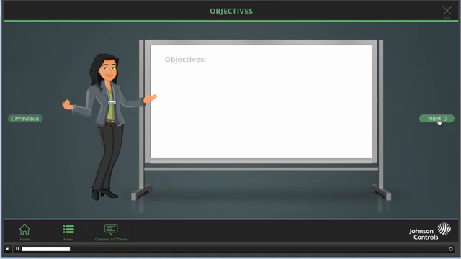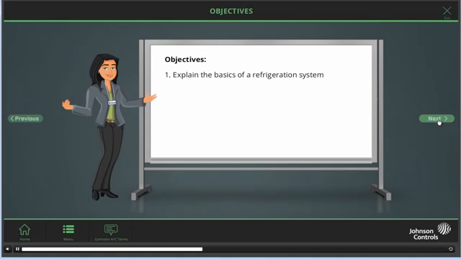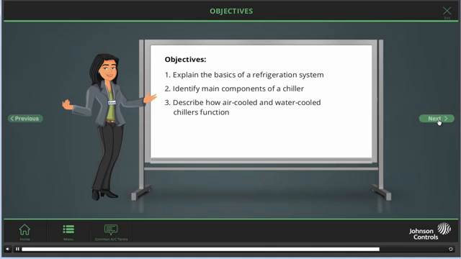Let's review the objectives of this module. First, I'll explain the basics of a refrigeration system. Next, I'll identify the main components of a chiller. And finally, I'll describe how air-cooled and water-cooled chillers function.